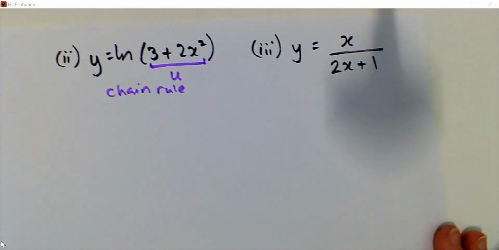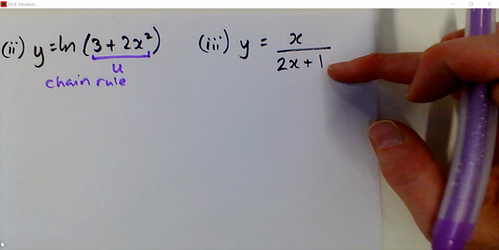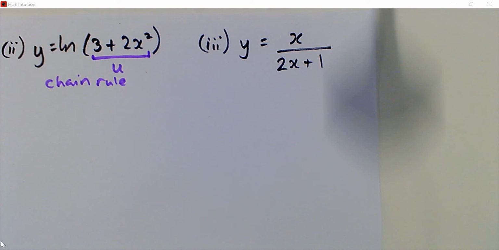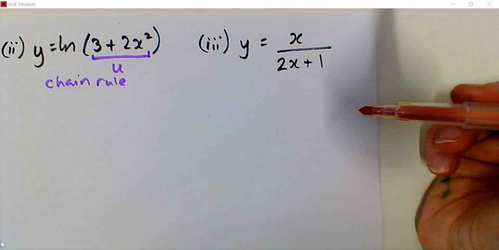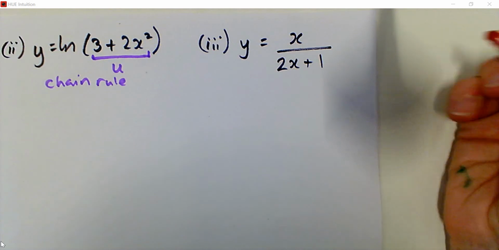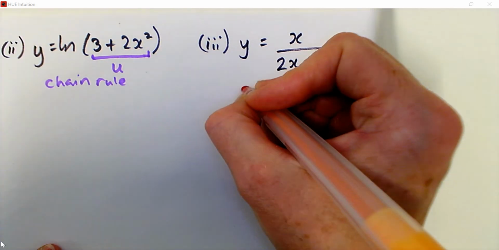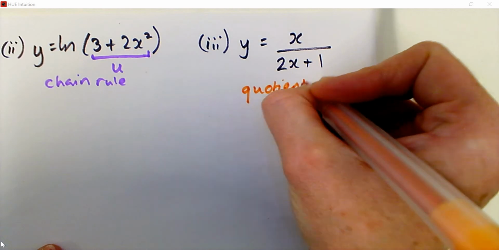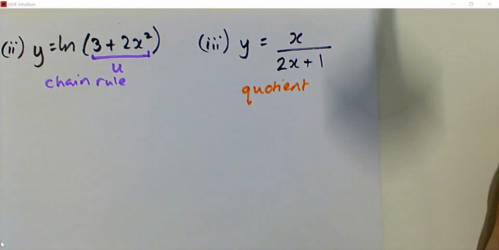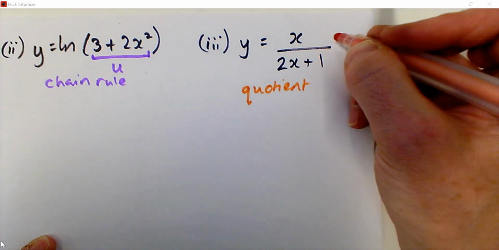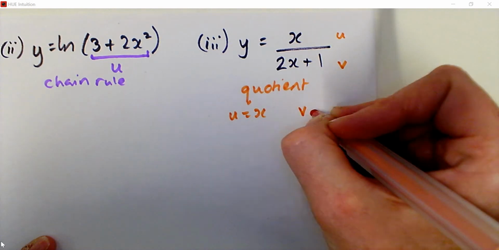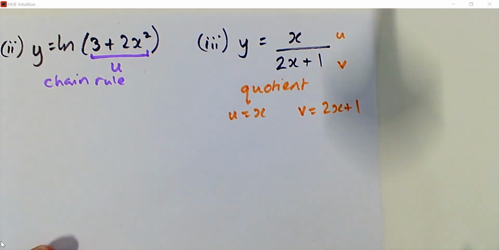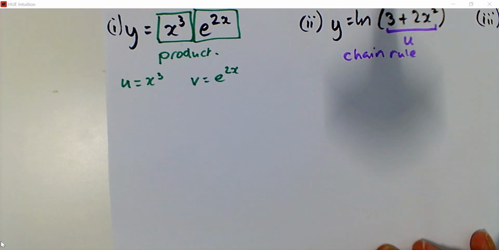Then finally, if we look at the last one, there's nothing that would factorize and simplify top and bottom. Instead we've got a fraction, with some x's on the top and some x's on the bottom, so that means we have a quotient, so we'd use the quotient rule. If you see a fraction, the most likely thing is the quotient rule. So the numerator is u and the denominator is v. So u is x and v is 2x plus 1. Let's have a little go at those.